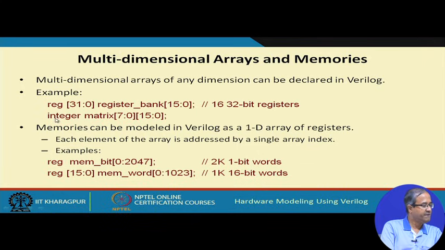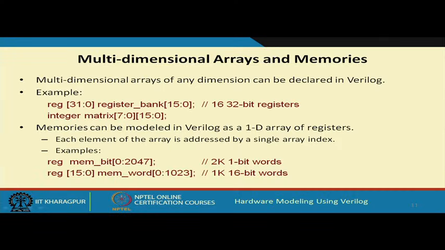But here for integer, for example, integer is already a 32 bit by default. So, I need not specify this. So, I write matrix 7:0 15:0, this is a 2 dimensional matrix with 8 rows and 16 columns. Now, we will see later that when we use, let us say, memories in a design, one way, there are other ways also, is to declare a memory as a 2 dimensional, multi-dimensional array. So, some examples of memory declaration is this.